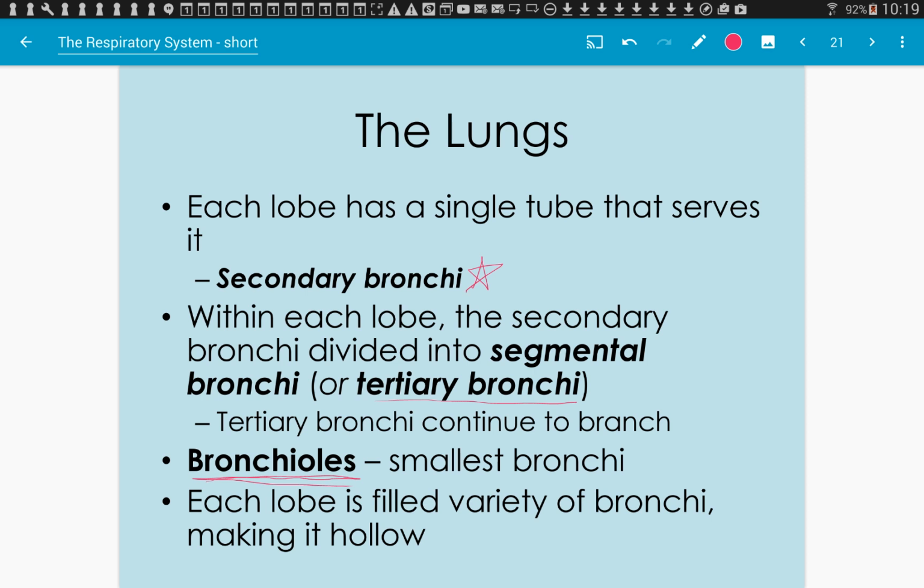2 secondary bronchi, because we only have 2 lobes on the left side. From there, those lead to each individual lobe, and then within an individual lobe, those bronchi start branching more. So secondary bronchi branch into what? Tertiary. And then from there, it branches even smaller into bronchioles. Okay.